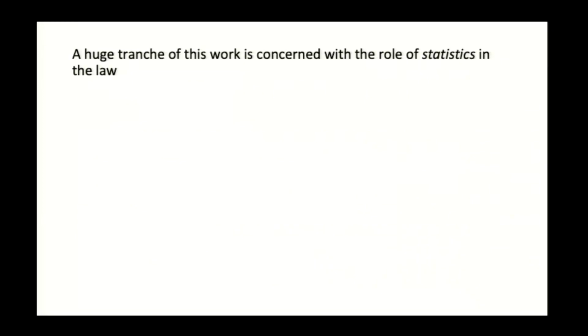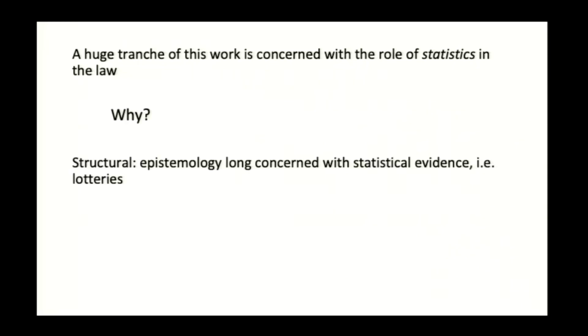A lot of this work in legal epistemology has been concerned with the role of statistics in the law. And you might ask, well, why is this? I think there are a few different explanations. There's a structural explanation, one being that epistemologists have been concerned with statistics for ages, and one of the biggest areas in epistemic research concerns the lottery paradox and how we should treat lotteries as a source of evidence for certain propositions.